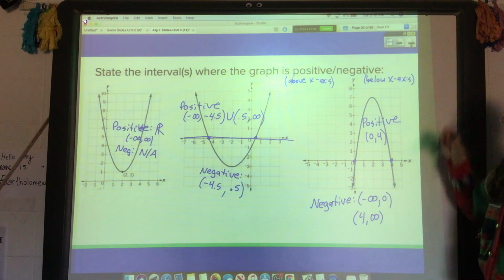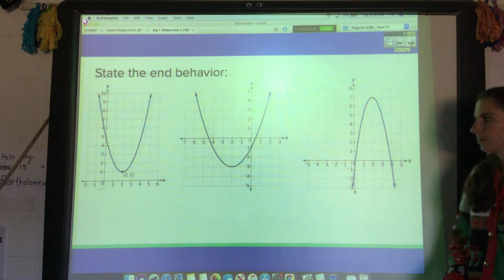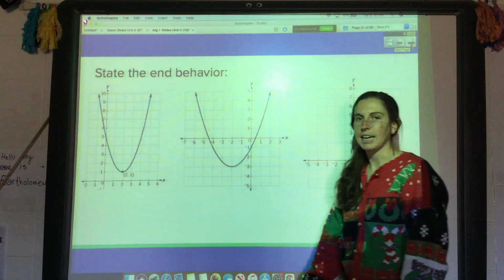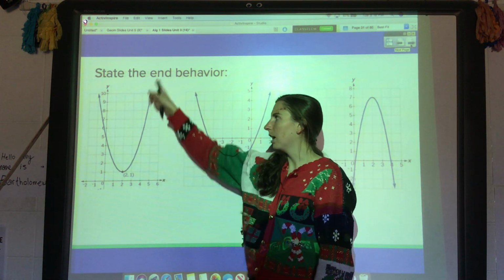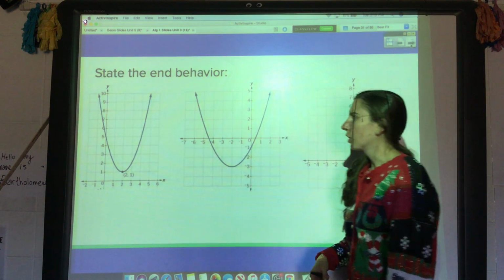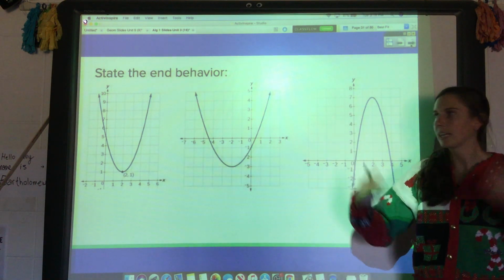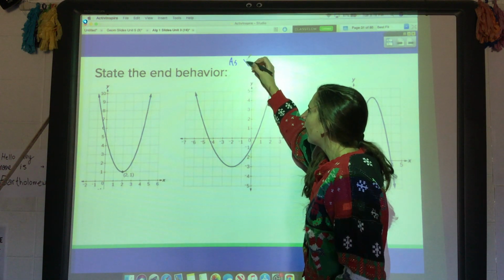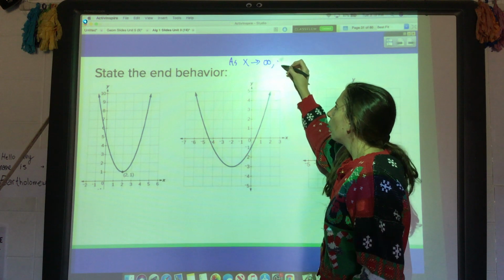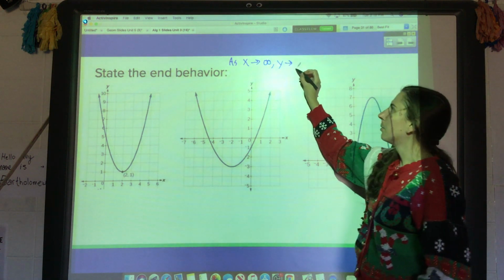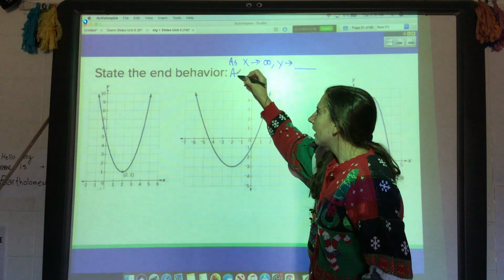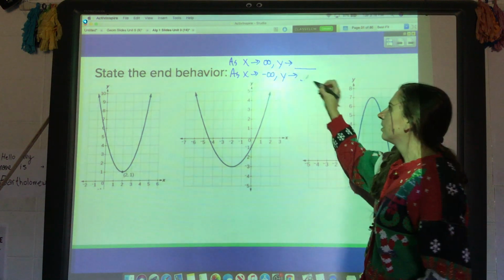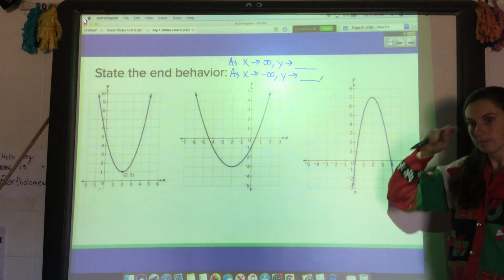All right, the very last thing we're going to talk about is the end behavior. The end behavior literally just means what is happening at the ends of the graph. Is it going up? Is it going down? For quadratic, they're always going to be doing the same thing. Remember, end behavior always looks like this. As x approaches infinity, y approaches something, fill in the blank. And then as x approaches negative infinity, y approaches something.